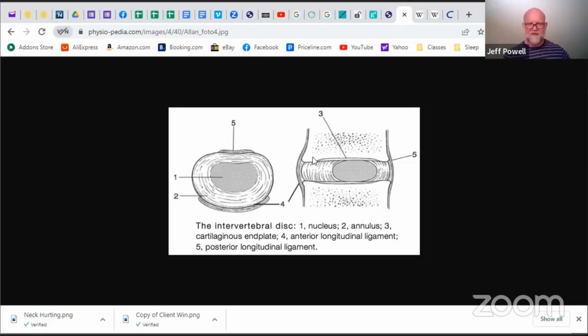On this one on the right, this is the vertebral body above, and where the vertebral body and the disc connect is called the end plate. It's a cartilaginous end plate, so there's some cartilage there. Then we have the vertebral body below, and again we see the end plate here, and that end plate's important. We're going to talk about the importance of that end plate in just a second.